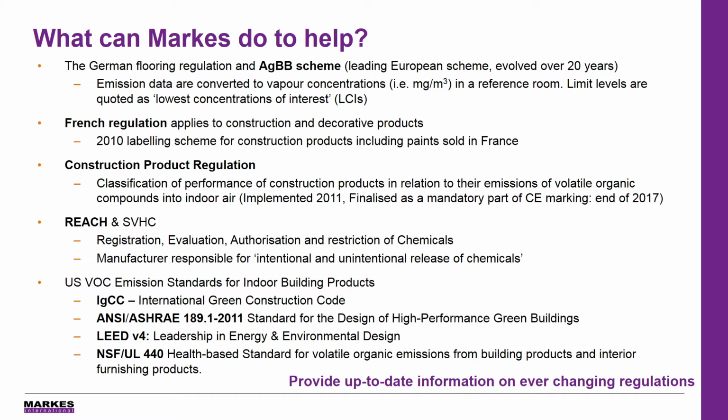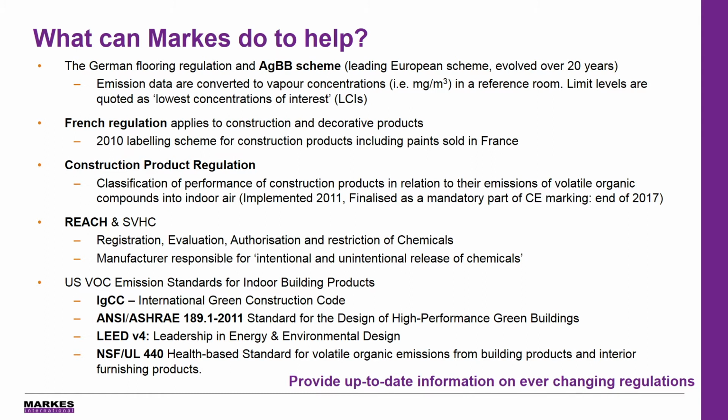Due to these health concerns surrounding VOCs and SVOCs, there are many national and international regulations limiting the amount of these compounds that can be released from products and materials used inside the home. Here we can see some of those regulations that I mentioned. The AGBB flooring scheme from Germany was one of the first to limit the amount of chemicals that could be released from products being sold into Germany. There's a French regulation that applies to construction and decorative products, and this is a labeling scheme from A to C. So when you go into your DIY store, you can choose a product that is lower emitting if you wish to. These are likely to be replaced by the European-wide construction product regulation, which is expected to be finalised by the end of this year.